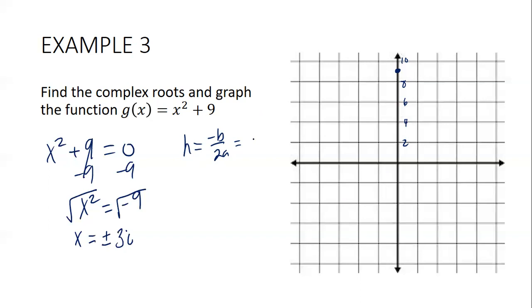What? We don't have a b. Okay, so therefore it would be 0. And so therefore my k is going to be 9. Oh my gosh. It makes sense now why my graph is just floating in the air.